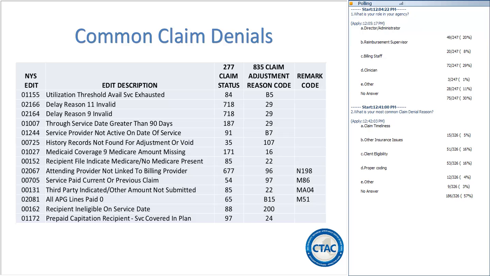Next is 2081, all of the APG lines paid 0. So if we look at a claim and we see that none of the claim lines are supposed to pay, you're going to hit this particular edit. And then next, recipient ineligible on data service. And you mentioned that that is one of your big reasons for rejections or denials of your claims. That's also one of the big reasons that we see for denials of mental health claims.